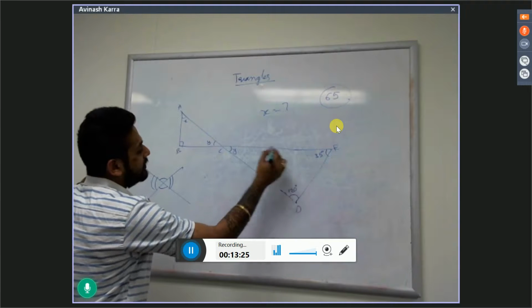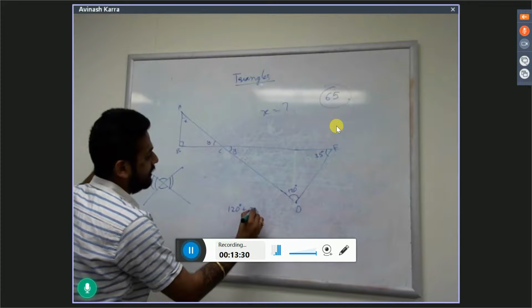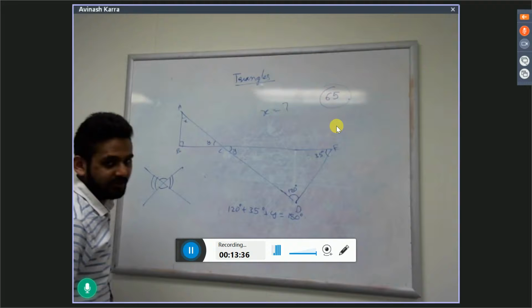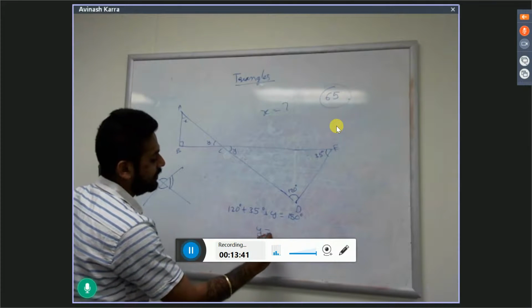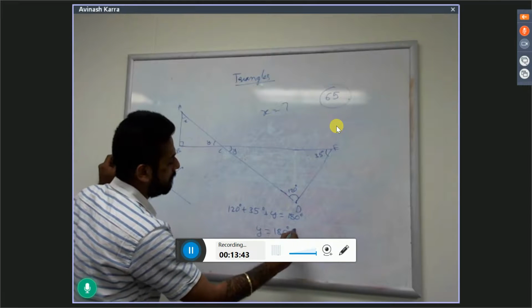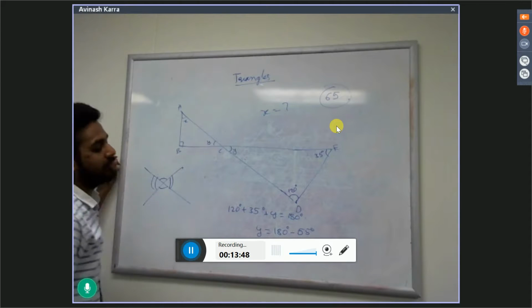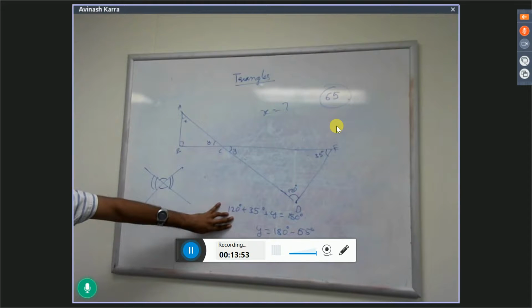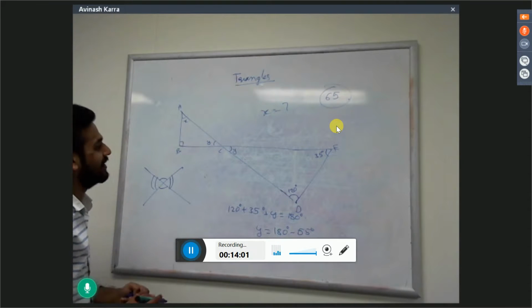So what will be the sum of these three angles? 120 plus 35 plus Y is equal to 180 degrees. Yes? So 120 plus 35 is 155. Y is equal to 180 minus 155. Right? Is it clear till here? Are you guys clear till this step? Yeah, I got it now.